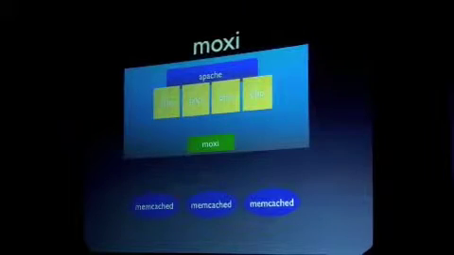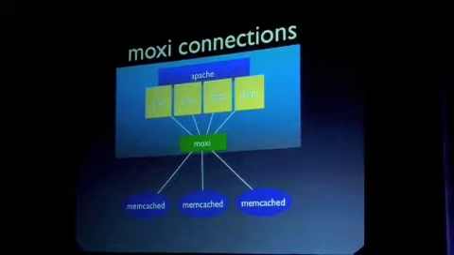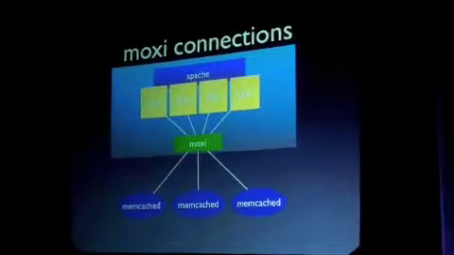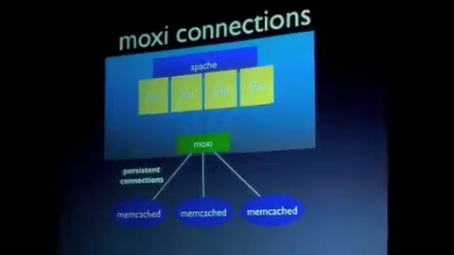The way Moxi would look in this story is your worker child processes would be connecting to localhost. Moxi would be running on, for example, 112.1.1. Moxi in turn would be making downstream persistent connections to your memcached servers.